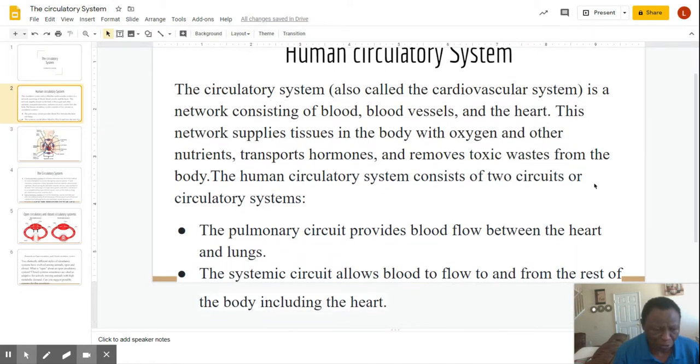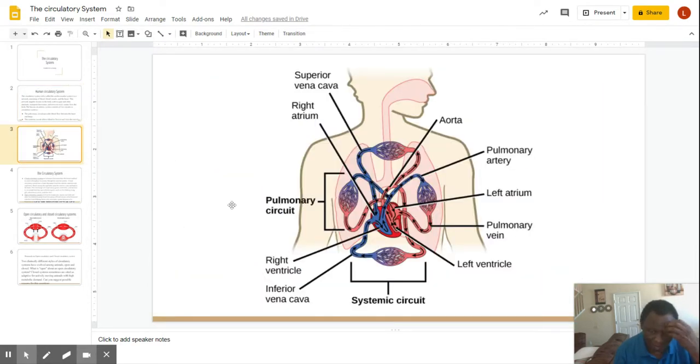It has two branches or two circuits. The first one is the pulmonary circuit that provides blood between the heart and the lung, pulmonary. So it is here that gaseous exchange takes place during respiration, and oxygen is carried into the body and carbon dioxide is eliminated out of the body.